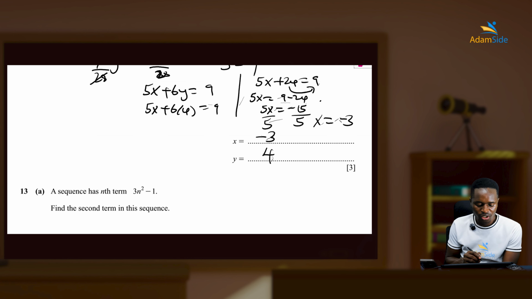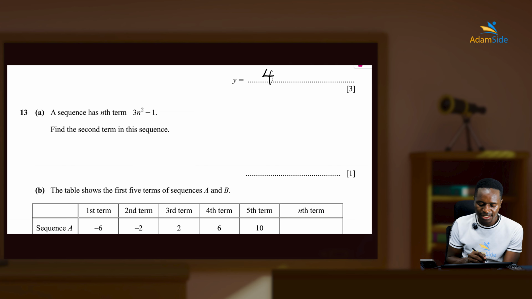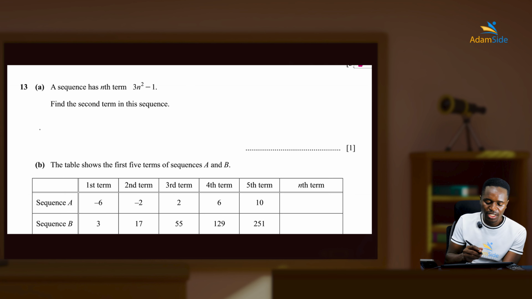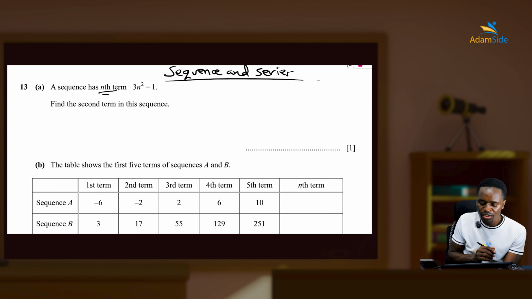That's the answer. Correct. A sequence has nth term 3n squared minus 1. Find the second term in this sequence. Okay, this is a rule. If you have this rule, this is in the unit of sequence and series, and here it can either be an AP or a GP, so an arithmetic sequence or a geometric sequence. So n refers to the position. So find the second term.